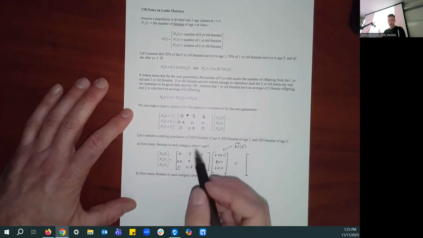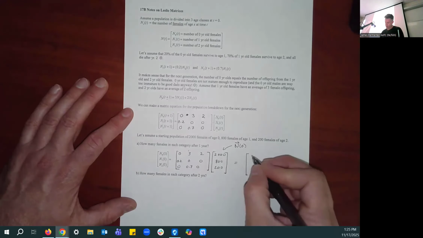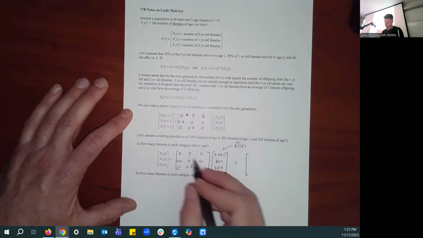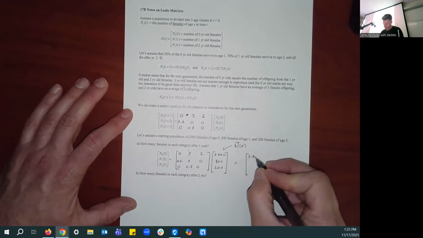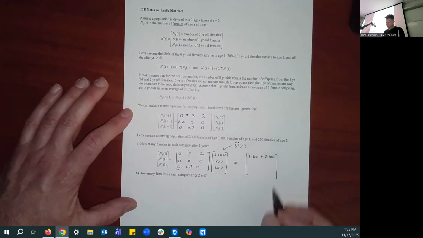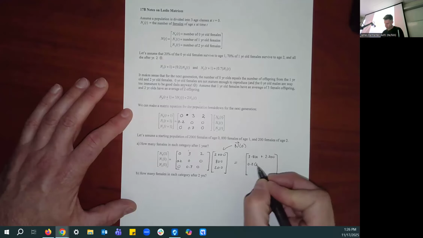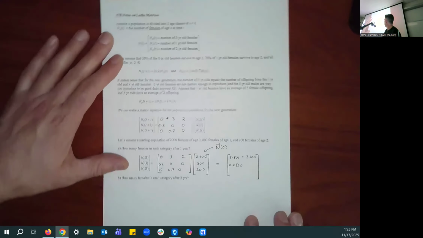So we're going to get 0 times 2,000 plus 3 times 800. I'm not going to write 0 times 2,000. 3 times 800 plus 2 times 200. And then in the second row, it's going to be 0.2 times 2,000. Oh, sorry, there's a little thing under my paper there. Pardon me.